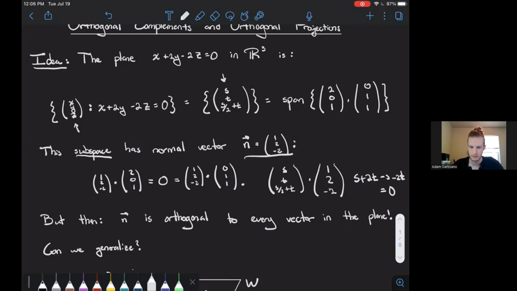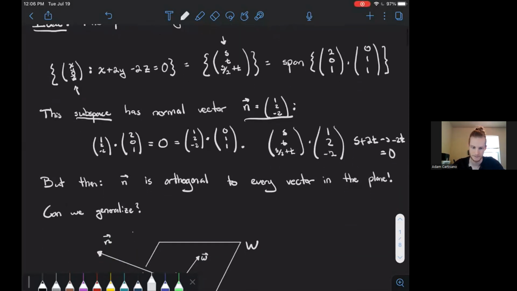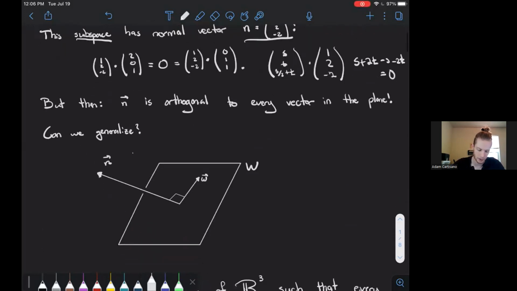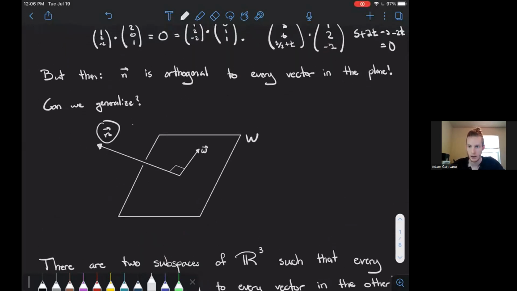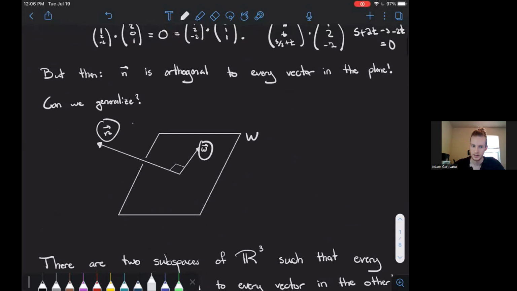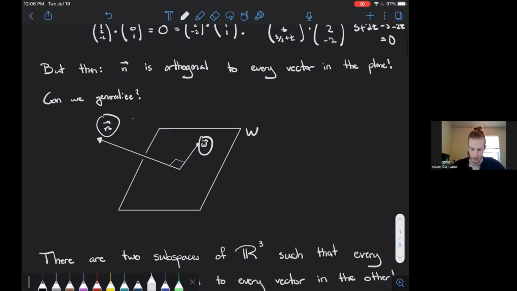As a picture, it looks something like this. N, the normal vector, is somehow sprouting out of the plane, perpendicular to every vector w inside the plane. This is the best drawing I could do. I think it's decent. And so we're looking at some vector that has that property. So the question is, can we generalize this to higher dimensions? What are the important properties satisfied by the subspaces and vectors in question?